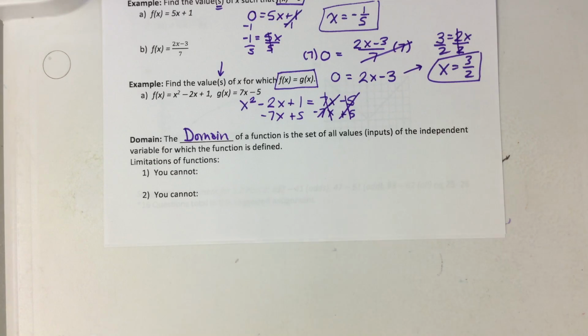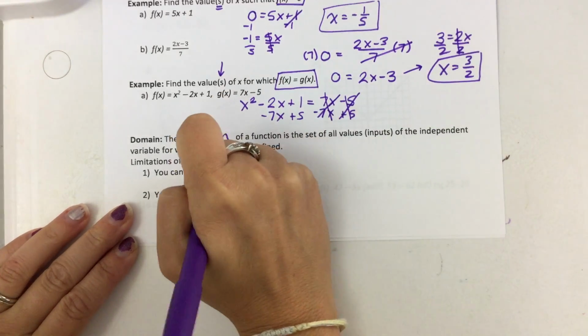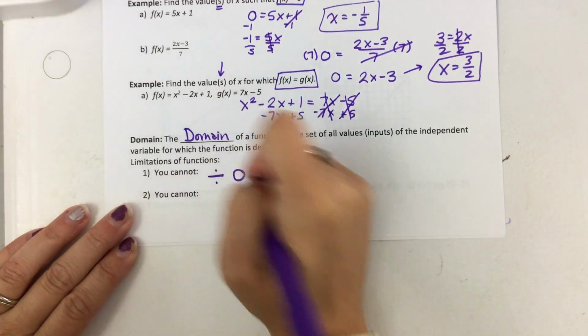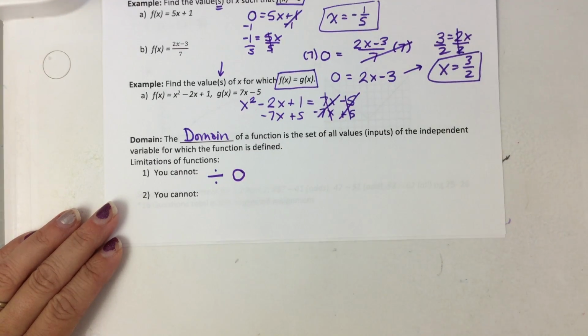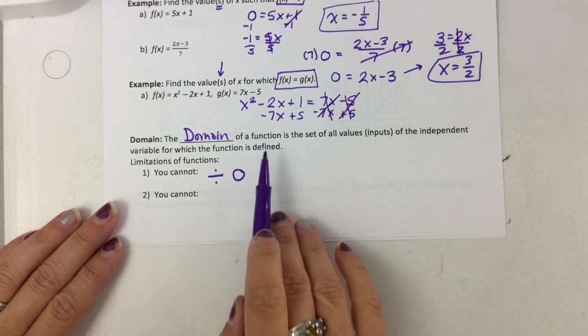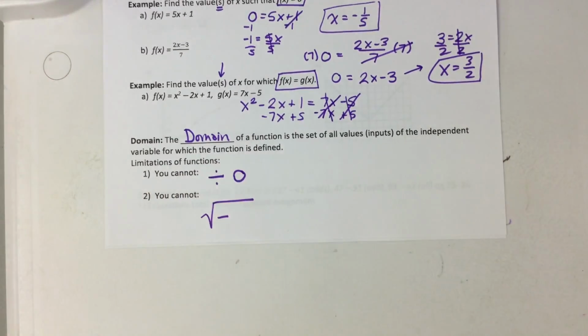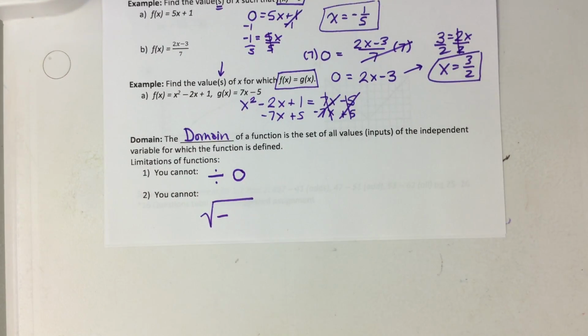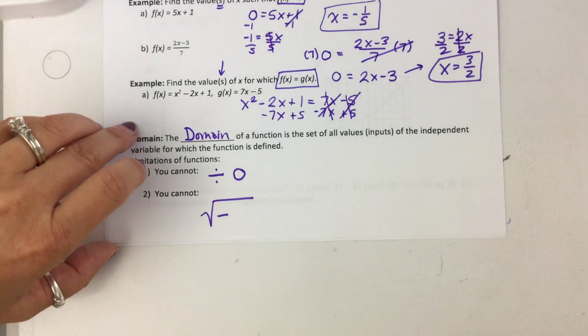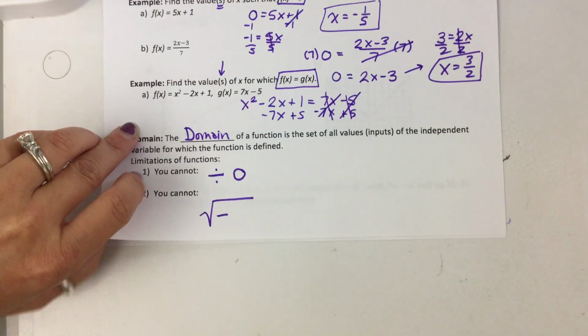Those are the limitations. In math, you cannot divide by 0. If you divide by 0, it is not defined. You cannot have a negative underneath a radical, because when that happens, it is not defined. It's no longer real. You jump into the world of imagination. We have our imaginary numbers.